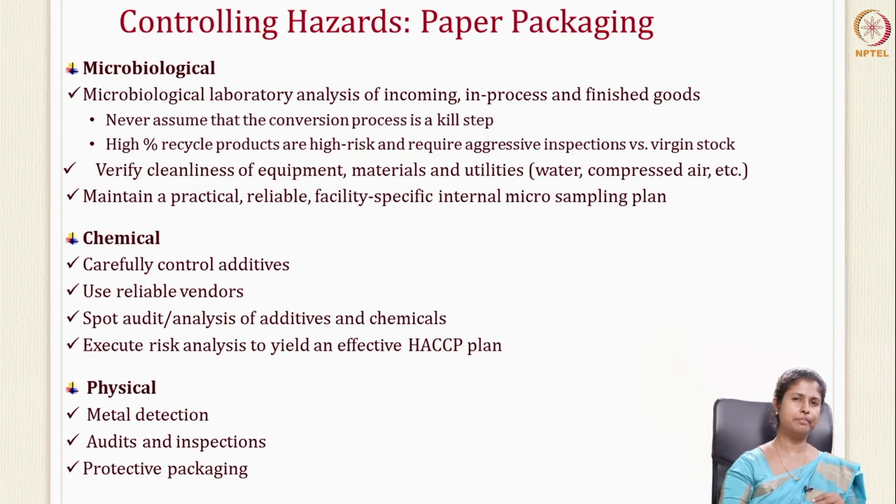So let's look at two examples, one on paper and one on flexible films, and see how you can control these hazards in these two very important packaging materials. In case of paper, to control the microbiological hazards, you need to do a microbiological analysis of any incoming goods, raw material and the finished goods. Never assume, like I said before, never assume that it's all well. We need to keep analyzing it and see that the quality is maintained. High percent of recycled products should be inspected regularly. And you need to verify the cleanliness of the equipment, material and every utility that is there in the facility.